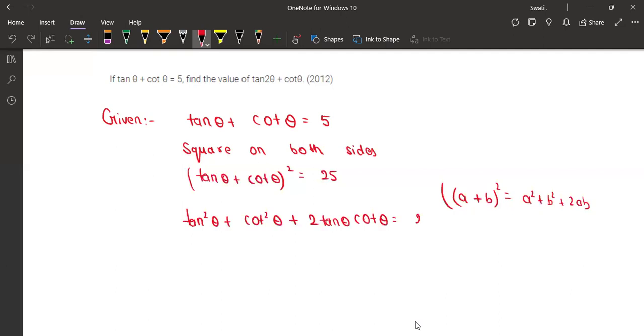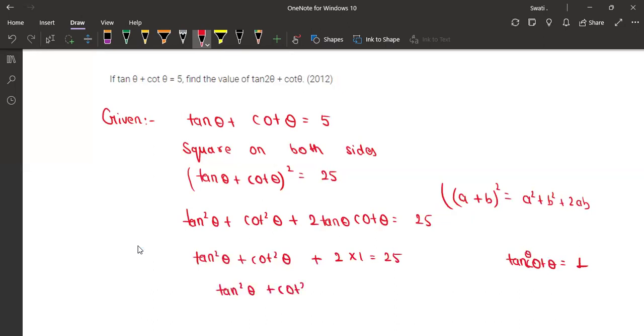Now we are simply going to write down the same step again. That is tan square theta plus cot square theta, and then plus 2. You know that tan theta and cot theta are reciprocal of each other, so we can simply write tan theta into cot theta as 1, right? Because cot theta can be written as 1 upon tan theta, so of course they will get cancelled and the answer is 1. So this is going to be 2 times 1 is equal to 25. So tan square theta plus cot square theta is equal to 25 minus 2, which is 23.